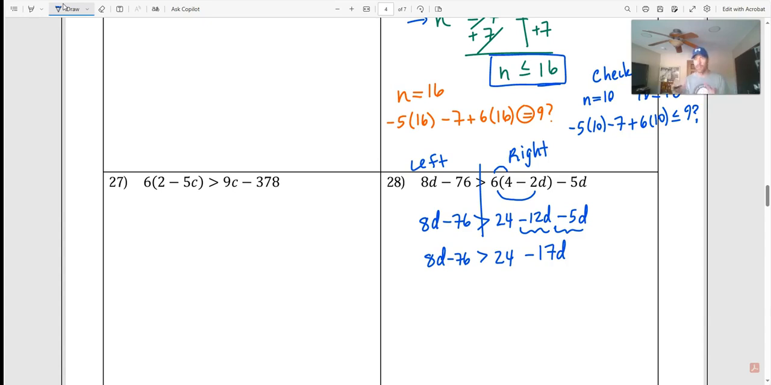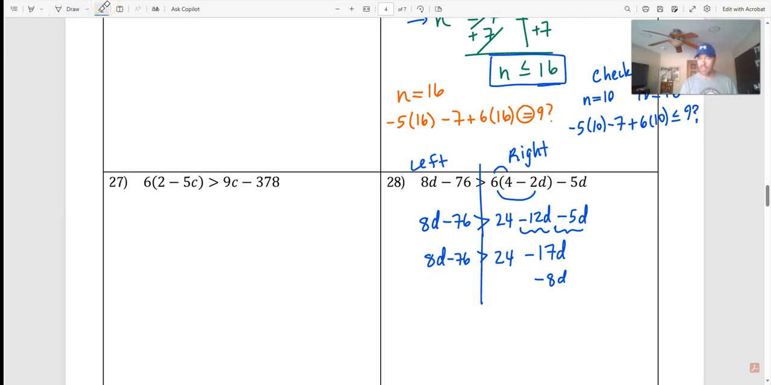And now the extra thing here that we haven't done in this video is, oh, the variable's on both sides. What do we do there? And remember, it's okay to keep the variable on the left. It's okay to keep it on the right, but you have to add or subtract to cancel it on one side. You could either subtract 8d on both sides, but what I'm going to do is add 17d on both sides. That's going to be my choice.